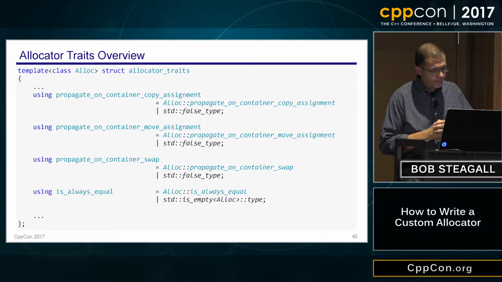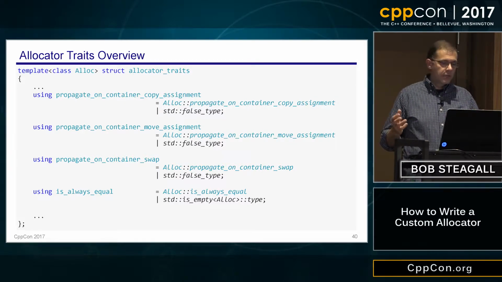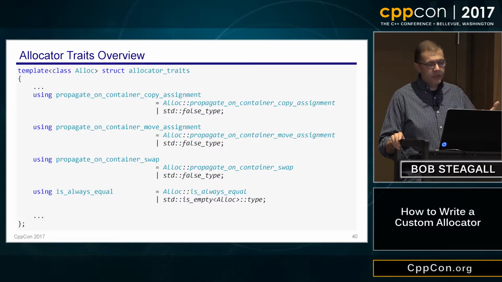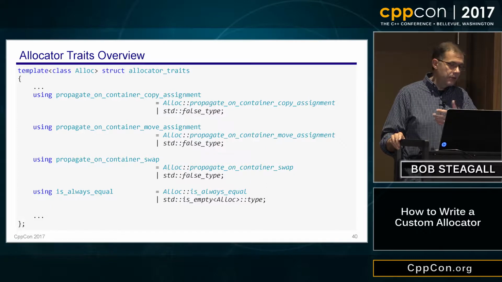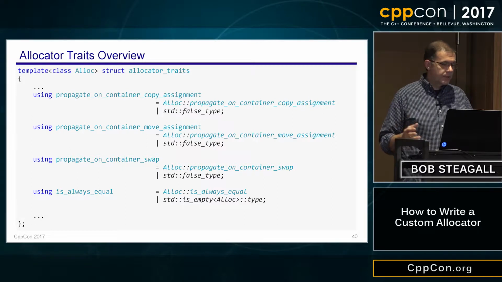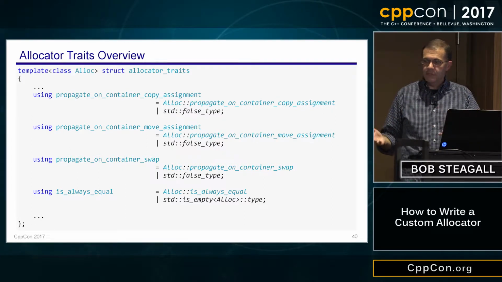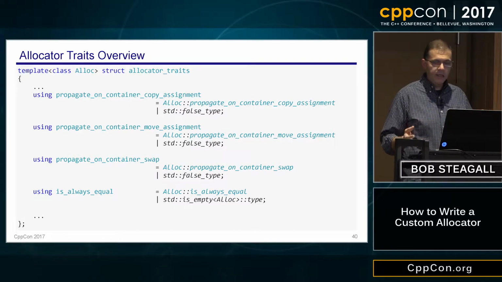For is_always_equal, this is a trait which lets the container know whether 2 instances of an allocator type are always equal. If it knows at compile time that it's always equal, there are some optimizations that it can do in its code. Otherwise, allocator traits looks to see, is this allocator an empty object? And if it's an empty object, it assumes that they are all always equal.